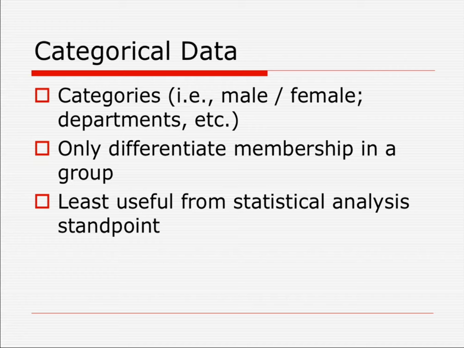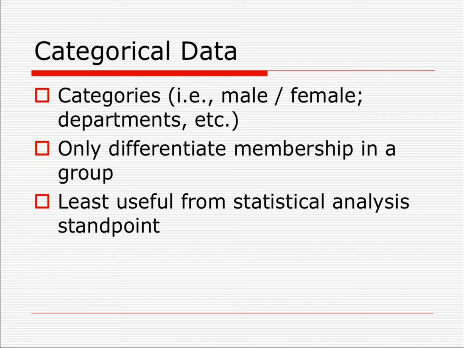So there's no numerical value to being male or female or being in the second shift or third shift, other than the fact that the 2 and 3 denote a commonly accepted time frame when we think of those shifts. It doesn't mean that 3 is greater than 2. It just means I belong to this group versus that group. It's the least useful from a statistical analysis standpoint. Notice the term I used is least useful. It doesn't mean it's not useful.